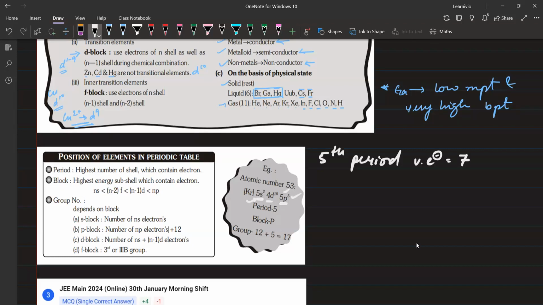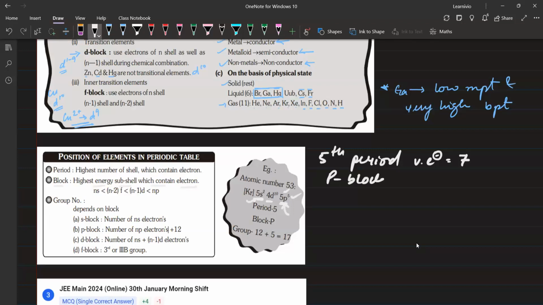Now the period number is very easy. The principal quantum number, or the highest number of shell which contains electrons, that will be your period. Now, what is a block? Block is the highest energy subshell which contains the electron. That means, where are you putting the last electron? So we are putting the last electron in the p subshell. That means this will be in p block elements.